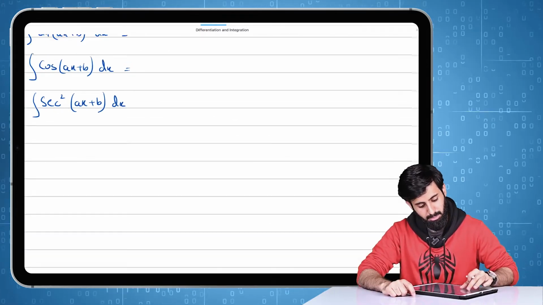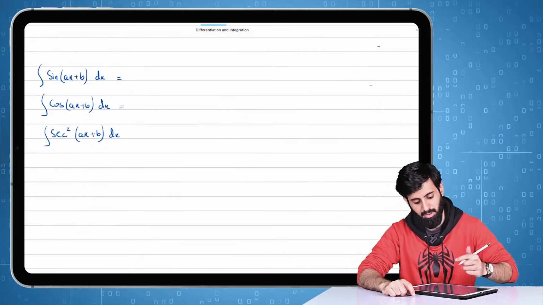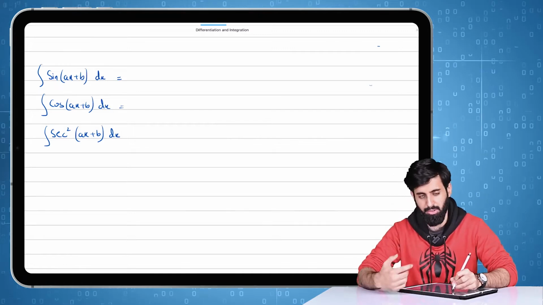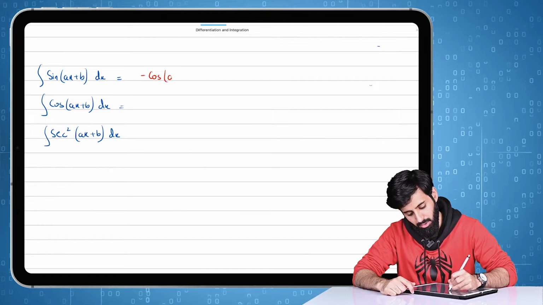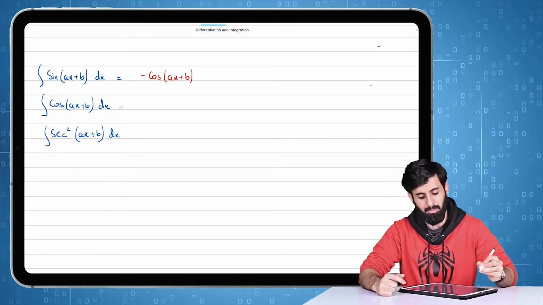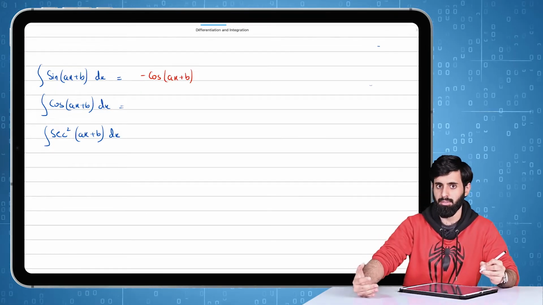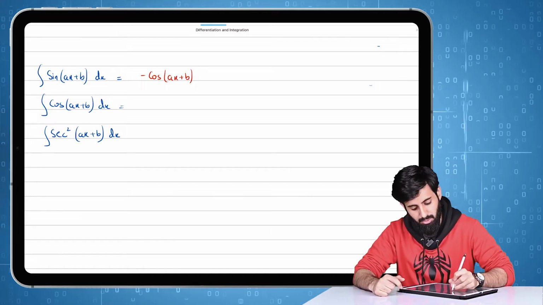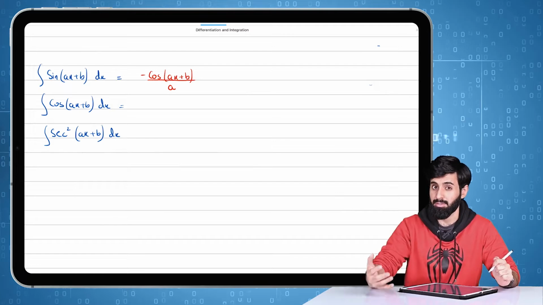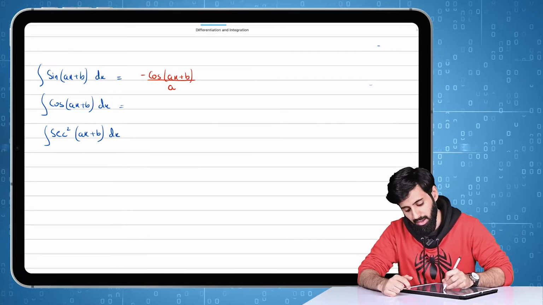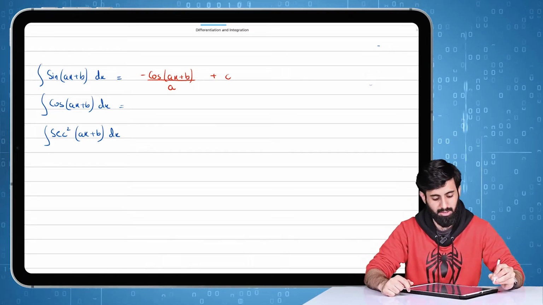So suppose you want to integrate sine of ax plus b. The way to do that is you first integrate sine, which is minus cos of ax plus b. Now, if you remember, in differentiation we'd multiply by the differential of the angle. This being integration, we would divide by the differential of the angle, which means that the differential of ax plus b is going to be a, and then naturally we would put a plus c.